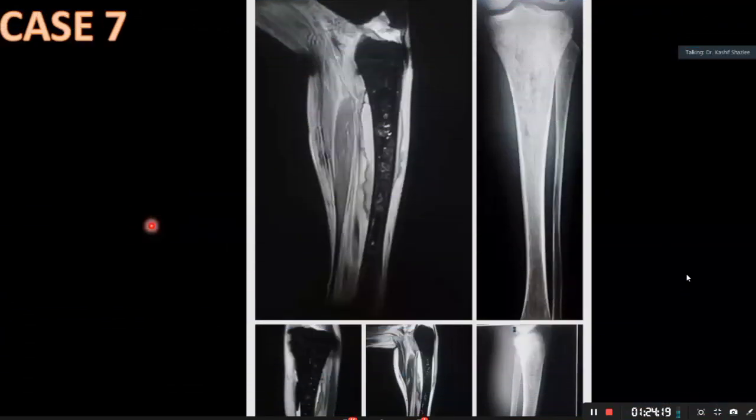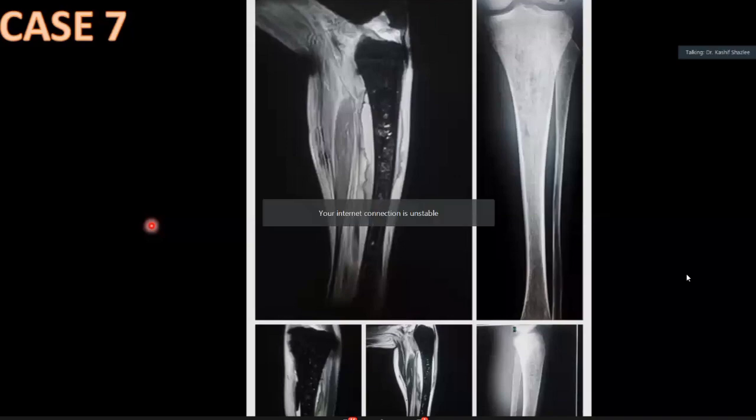Okay, so this is the next case. This is a 20-year-old male with severe anemia. So look at the appearance of the long bones. You can find that there are permeative lucencies within the metadiaphyseal region of the tibia as well as the fibula. There is some sclerosis.